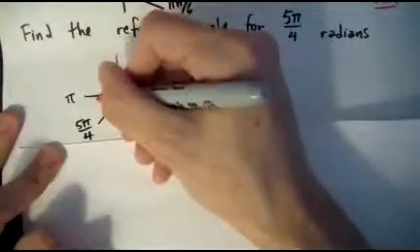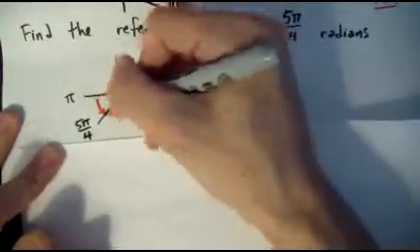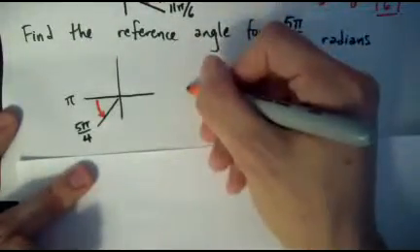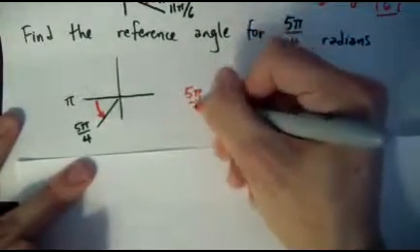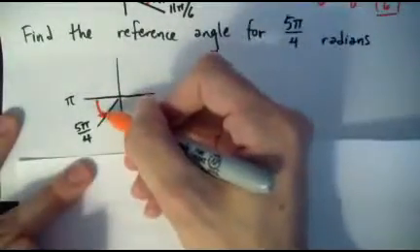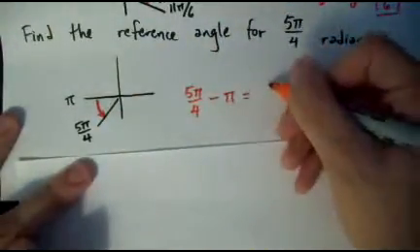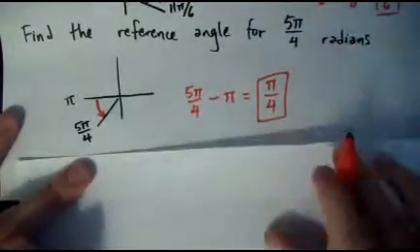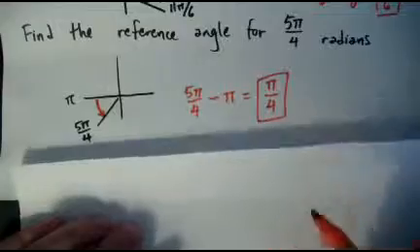And so our reference angle is that extra distance past pi that we went. So our reference angle is going to be 5 pi over 4 minus pi. That difference is our reference angle, which is just pi over 4. So that is our reference angle for 5 pi over 4 radians.